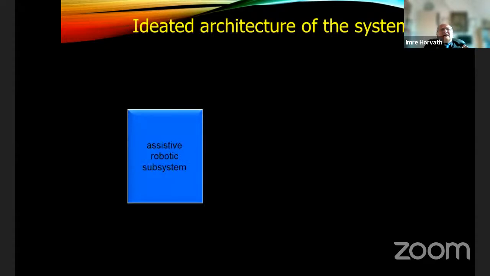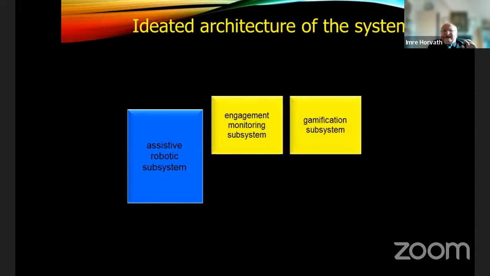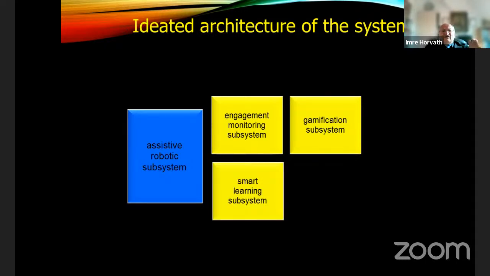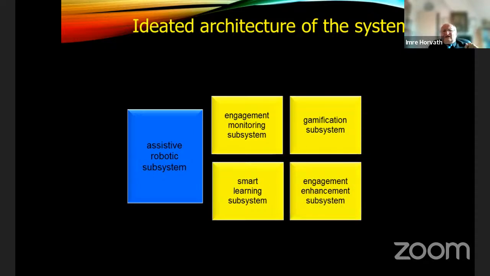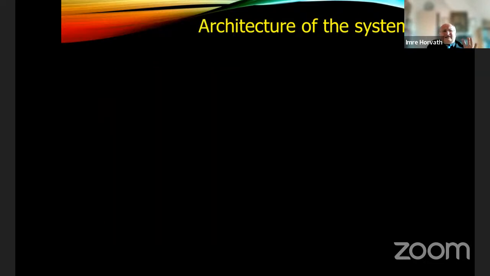Based on this consideration, we ideated an architecture which consisted of an assistive robotic subsystem. Immediately I will show you. And then we had an engagement monitoring subsystem, which was on the cyber part. We had a gamification subsystem. Obviously, you can imagine that it is related to the cognitive issues. We had a smart learning subsystem, and we had an engagement enhancement subsystem here. So the physical part and the cyber part has been defined like this.